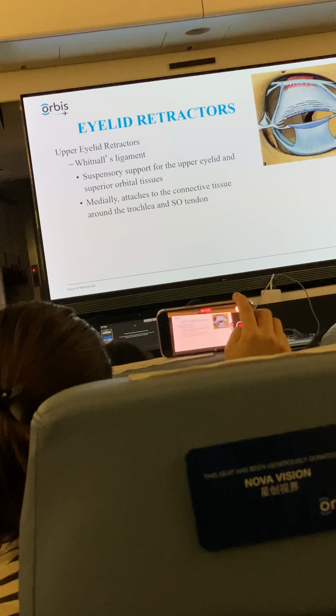Mueller's muscle also helps to open the eyelid. And muellerectomy is a surgery that can be done to correct ptosis of the eyelid.